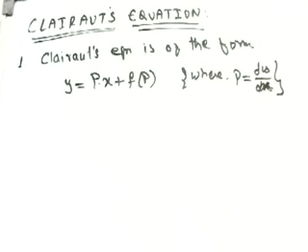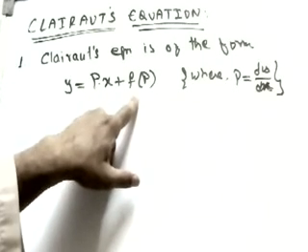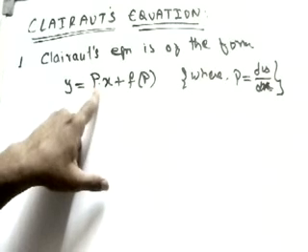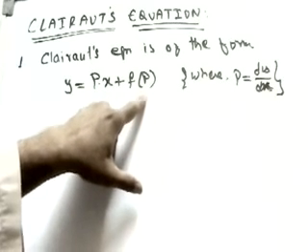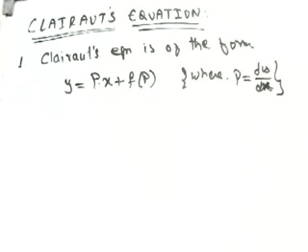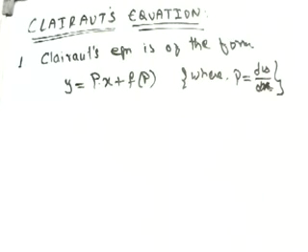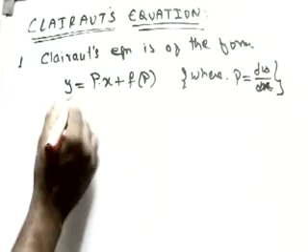Clairaut's equation is of the form y equals px plus f of p. If we get an equation of this type, y equals px plus f of p, then we say this is a Clairaut's equation, where p is always dy by dx.